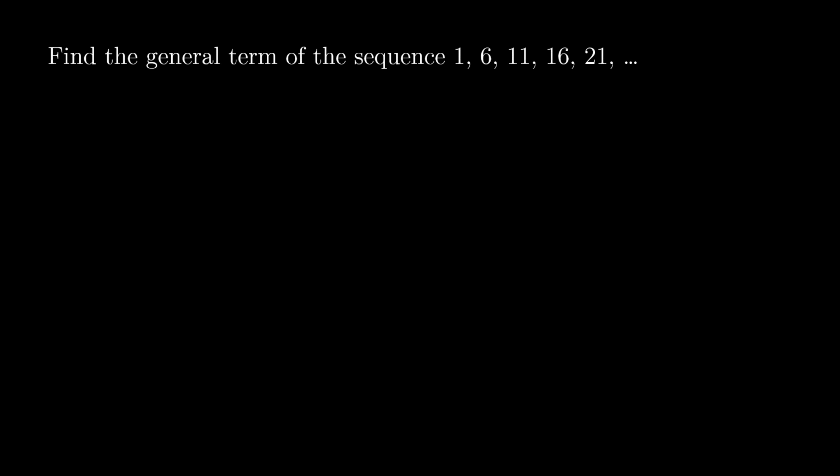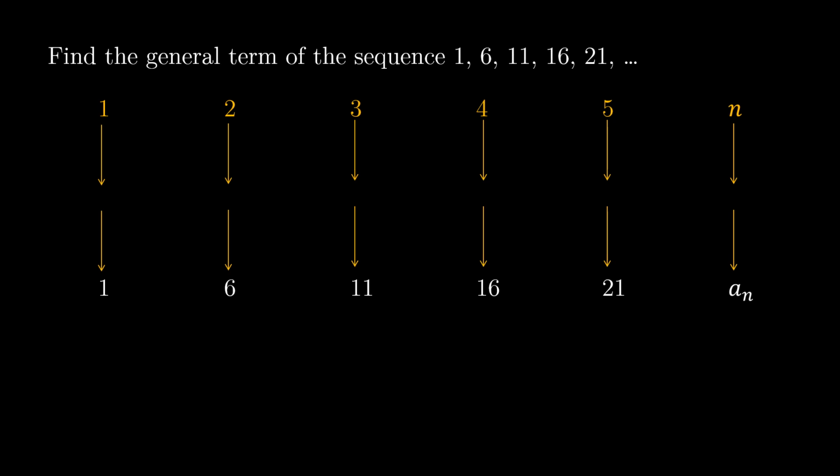Find the general term of the sequence 1, 6, 11, 16, 21. The same idea: what operations are we going to apply to these values so that we get the corresponding values? In a Cartesian plane, these are the x values and these are the y values. So 1, what happened to 1? 2 becomes 6, 3 becomes 11, 4 becomes 16, 5 becomes 21.